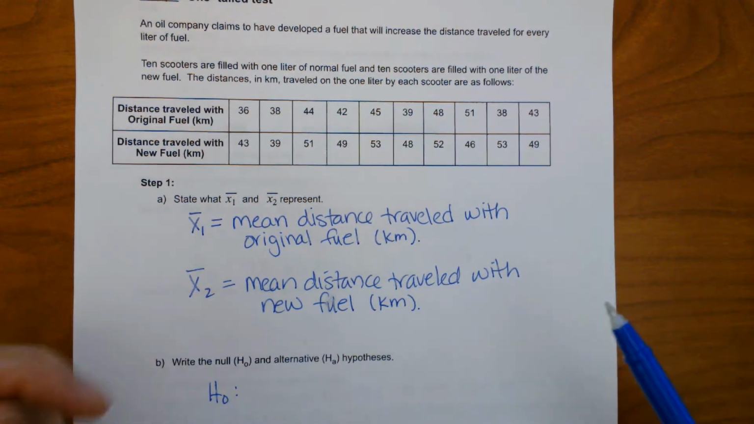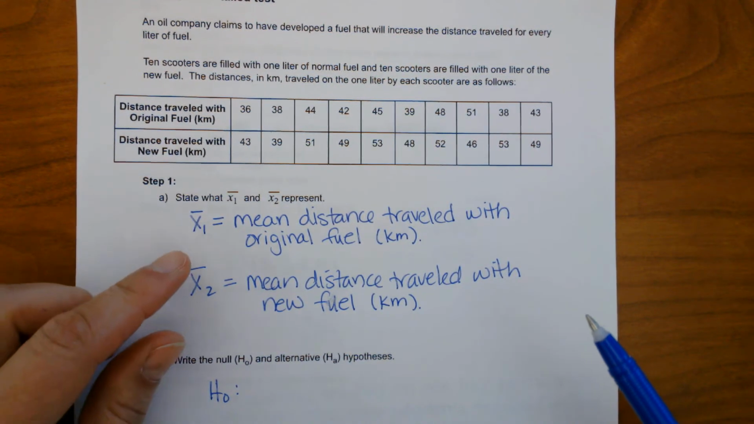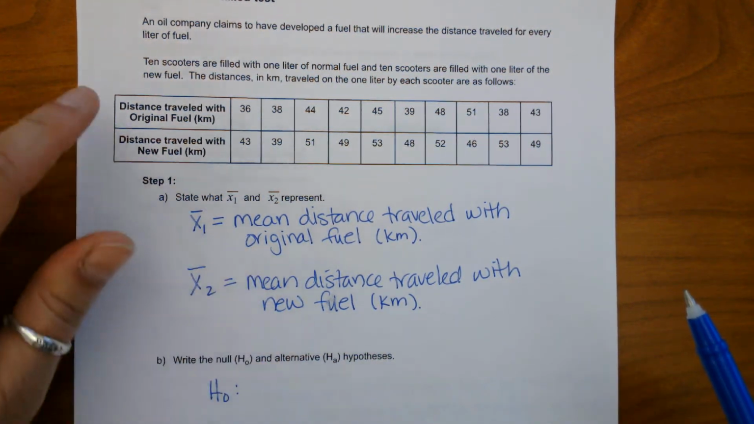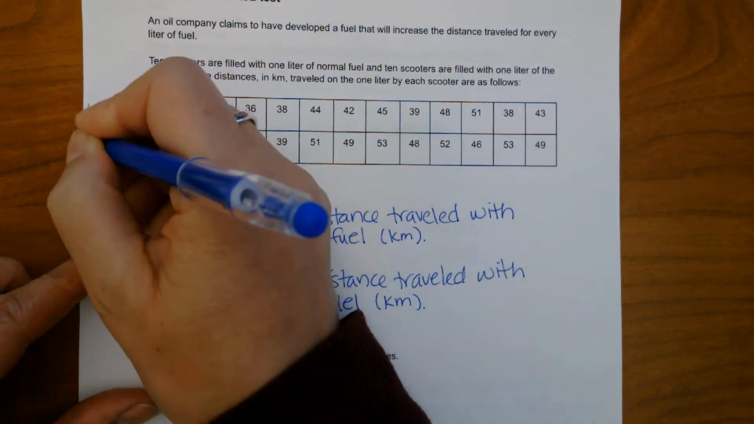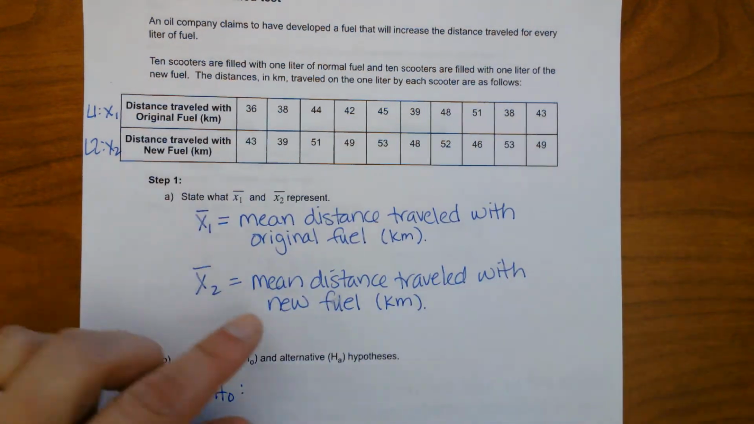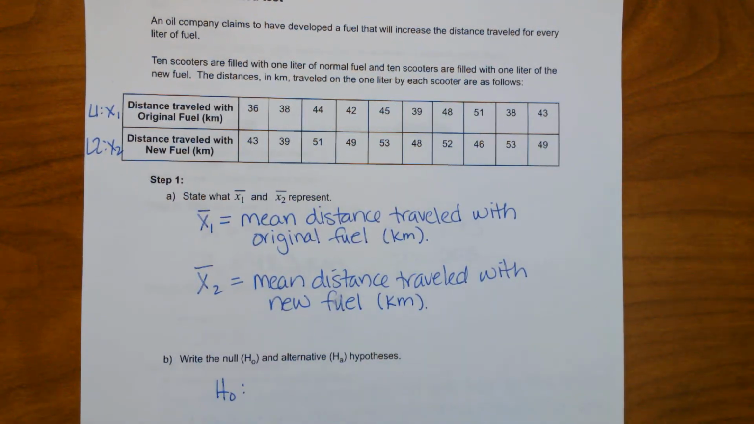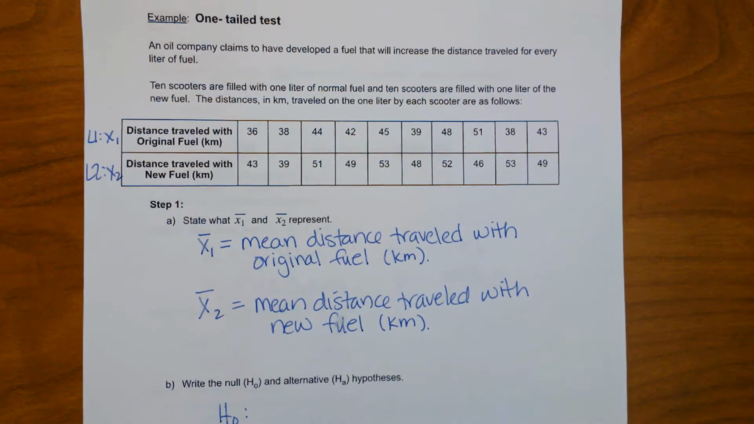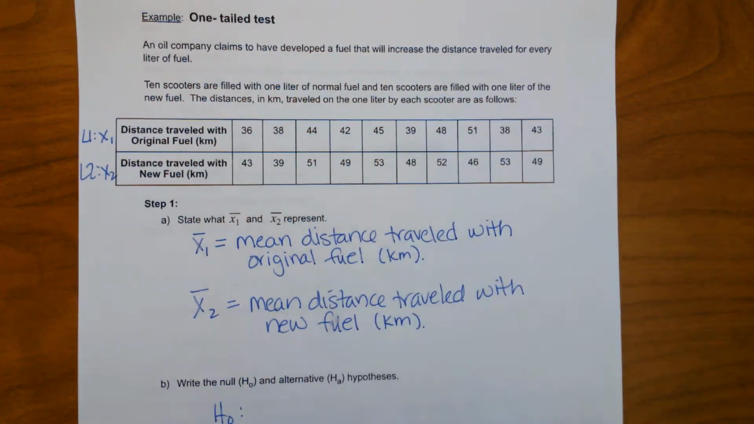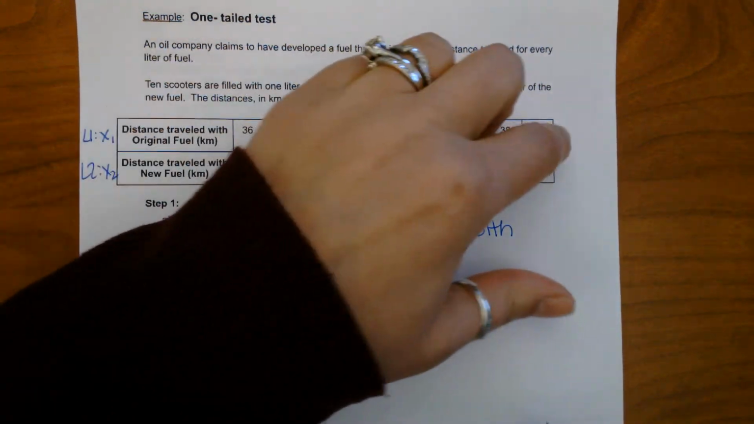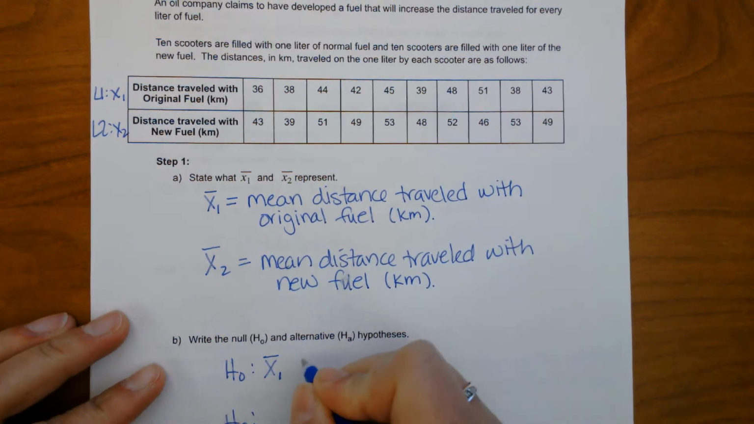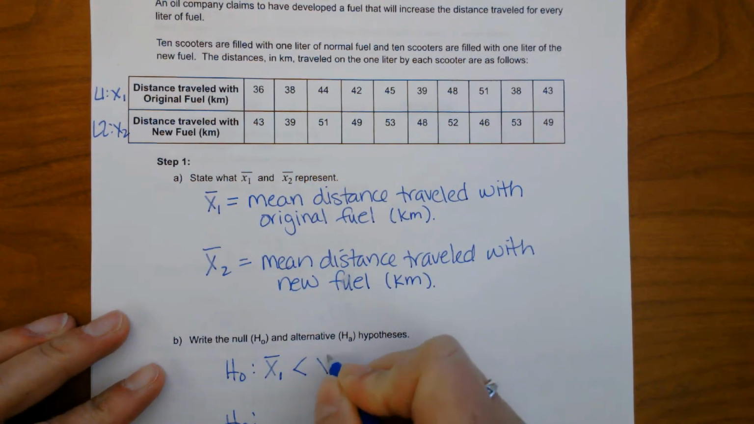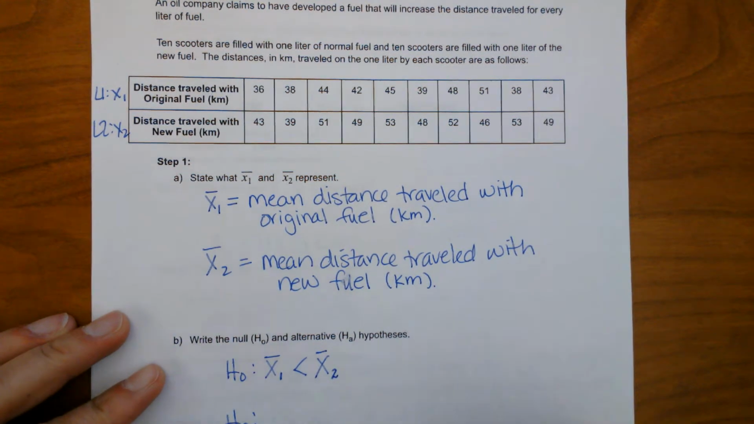And I already did that for you, so if you would like to pause, you can write these down. X bar 1 is the mean distance traveled with the original. So this is L1, which makes it x bar 1. And L2, x bar 2 is the mean distance traveled with the new fuel. All right. Now, this is called a one-tailed test because we're making a decision. We want to know, is our mean with the original fuel going to take us a shorter distance than the one traveled with the new fuel?